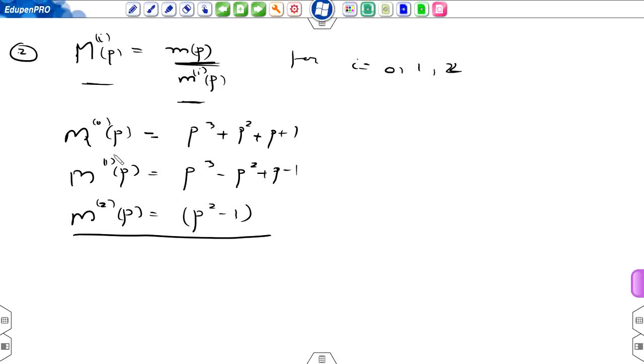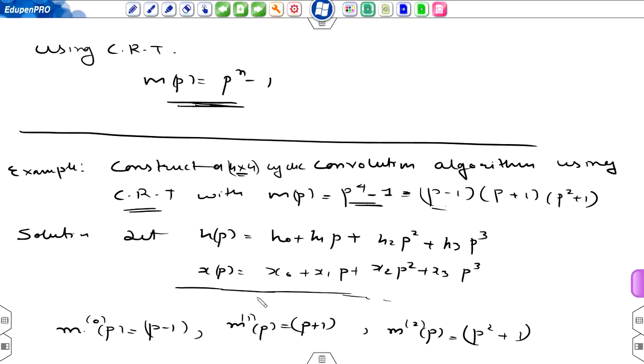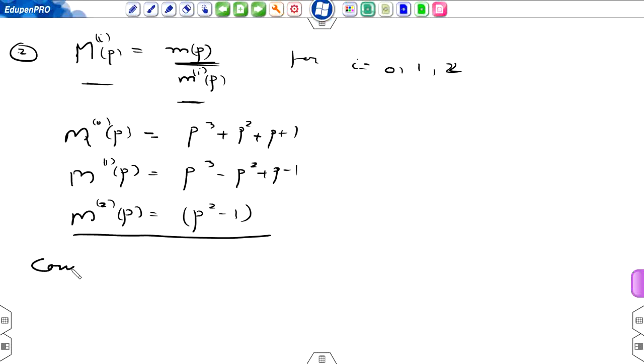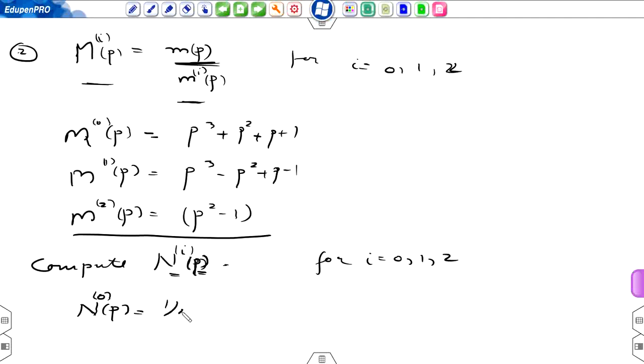After calculating capital M of ip and you are having the values of small m of ip, you have to calculate capital N of ip, following the process that was discussed in my previous video lecture, that is the Winograd example. Okay, so you have to compute this for I equal to 0, 1 and 2. So this time also I am taking the values directly, so N of 0p will be 1 by 4, N of 1p will be minus 1 by 4, and N of 2p is equal to minus 1 by 2.